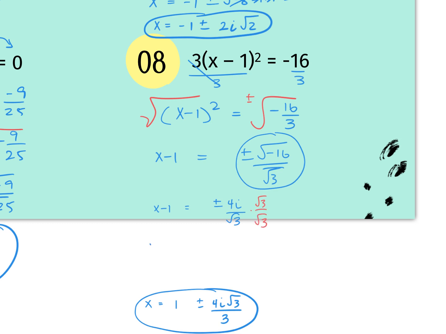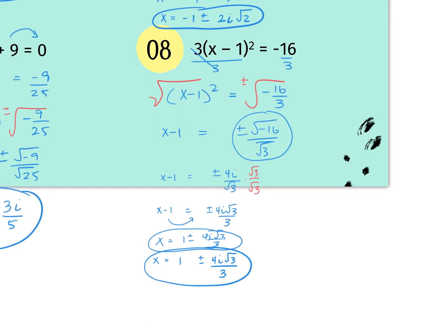And then once I get, again, this is x minus 1, I have plus or minus 4i radical 3 over 3. And then I might just want to bring the 1 over, 1 plus or minus 4i radical 3 over 3. Again, I get the same answer, but the beauty of it is sometimes this side here can get so complicated. Sometimes it's better to just wait before you start bringing stuff over. At least that's a technique.